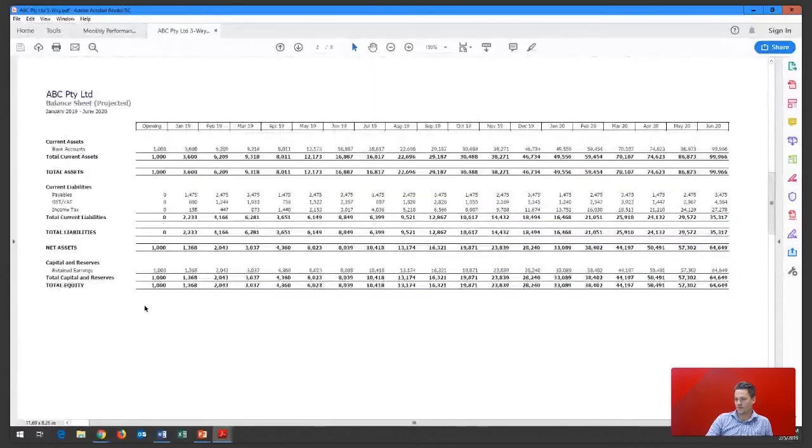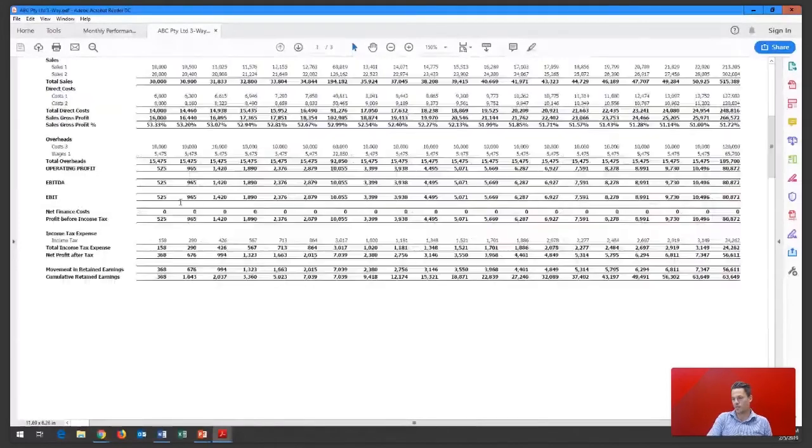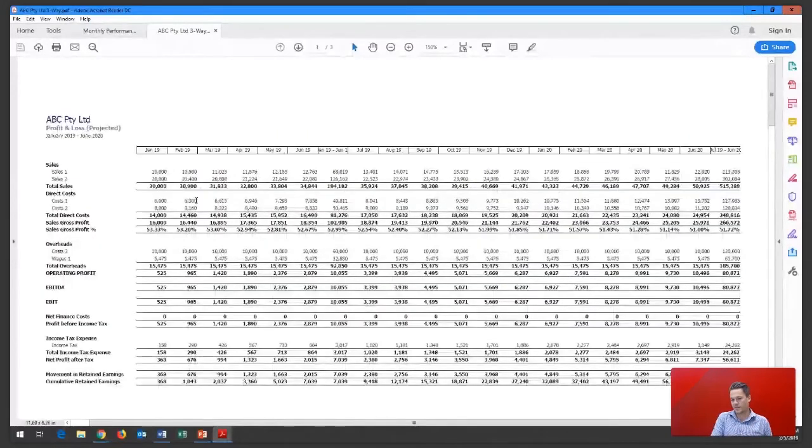So the reason why people rely on this so much is because they can see all the reports, the combination of what one change in any of these reports has on the other areas of the business report. So it's really quite a powerful report.